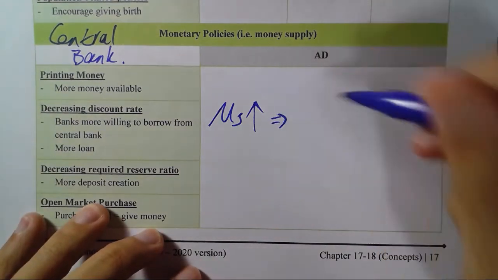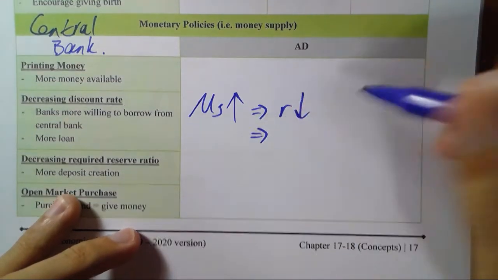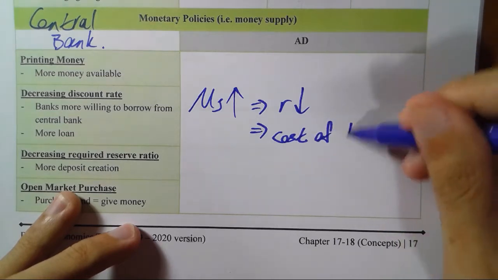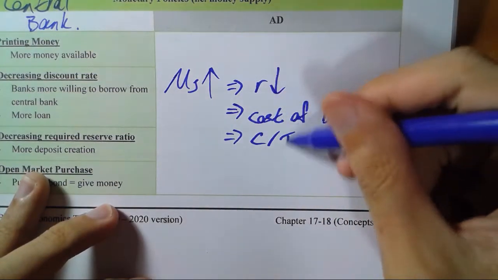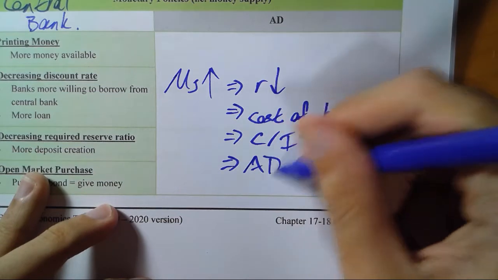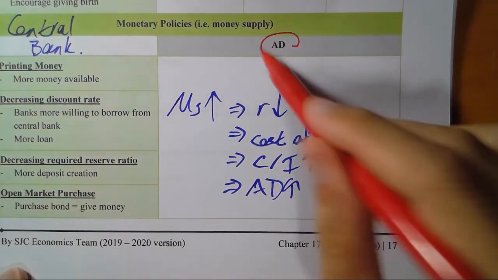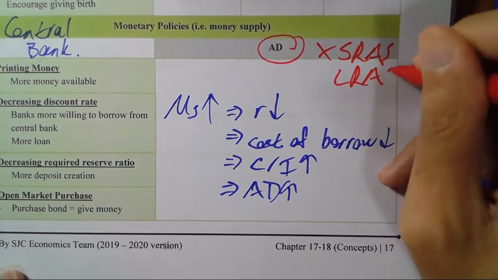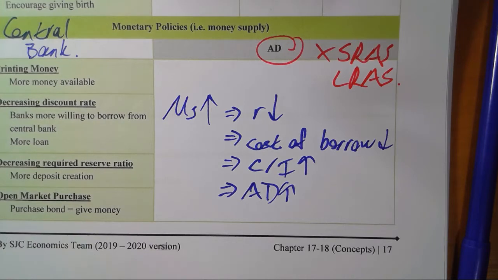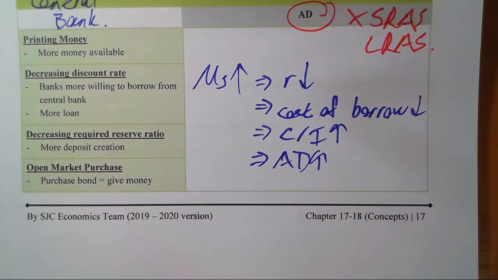Okay? Now, what happens when money supply increases? Then interest rate decreases. Interest rate decreases, it means the cost of borrowing would decrease. Then, if you remember, C and I would go up, meaning AD would go up. Okay, so you see, monetary policy only affects AD. It doesn't affect SRAS and LRAS. 嗱，唔關 short run AS 同 long run AS 㗎，得唔得？It only affects AD. Okay, 好嘛？嗱 this is the principle for the four of them.